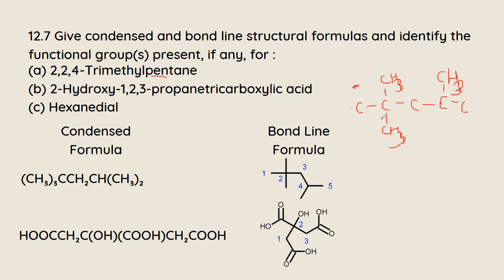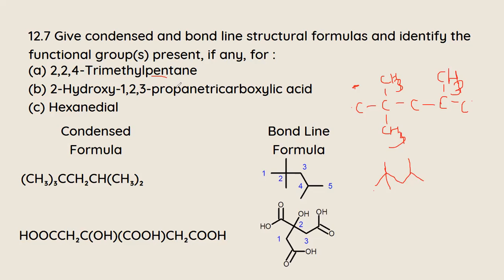And then we'll obviously write the bond line formula. So here also 1, 2, 3, 4, so 1, 2, 3, 4, and 5. 5 carbon atoms. So the second carbon atom has 2 methyl groups attached to it, and the fourth carbon atom has 1 methyl group. So you can write it like that. Next one, oh, and we need to figure out if there are any functional groups, but there are no functional groups because they're all methyl groups attached to it.